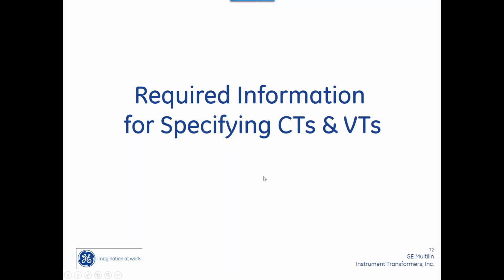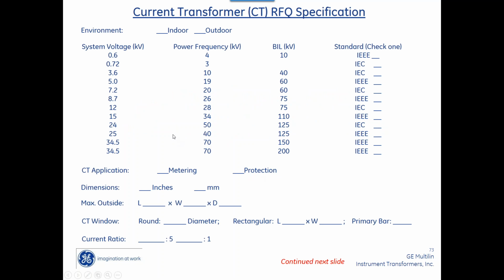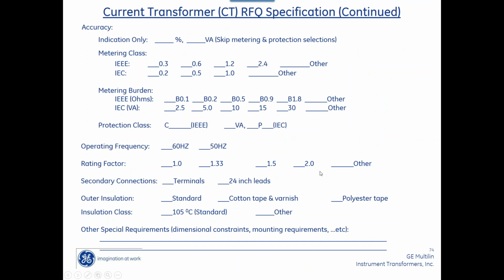So, required information for specifying CTs and PTs. You need to know the voltage, the power frequency, kV, BIL level, and the specs: is it metering and protection? We need to know the dimensions, the outside dimensions and inside. People say, give me a 105 CT, and I give them one, and it's always wrong because they say it doesn't fit, the window's not big enough. Do you want rectangle, do you want circular, and the ratios. Do you want a bar CT? So that's some of the requirements for that.